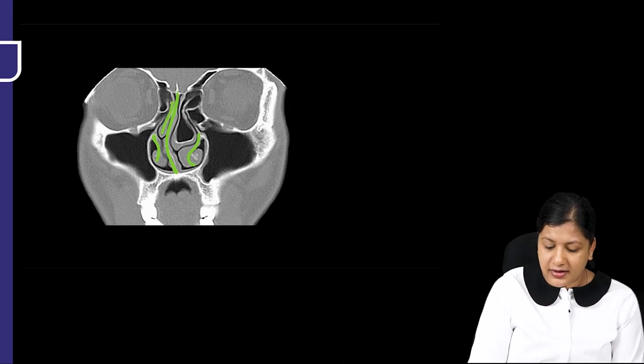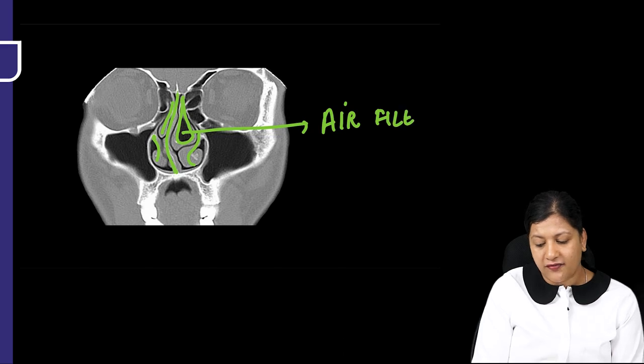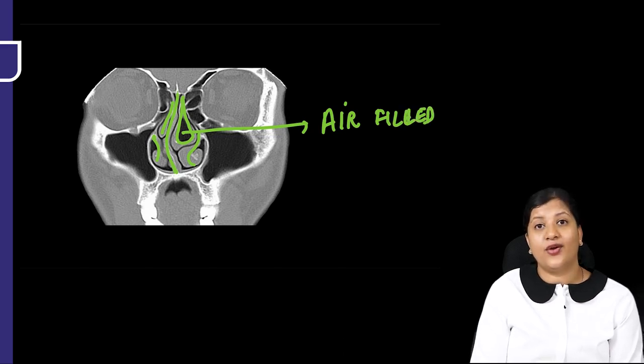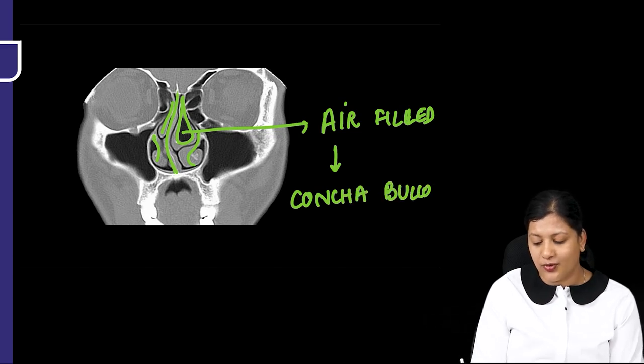This is your middle turbinate. But you see on the opposite side, the middle turbinate has become air filled. So whenever you get an air filled middle turbinate, what do we call it? An air filled middle turbinate is called concha bullosa. It is called concha bullosa.